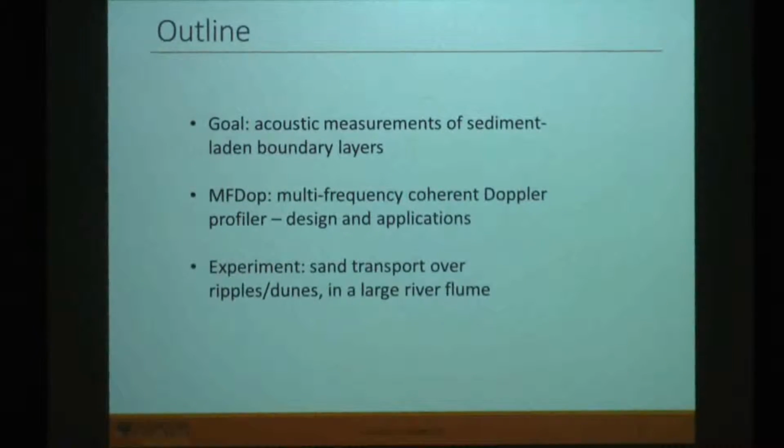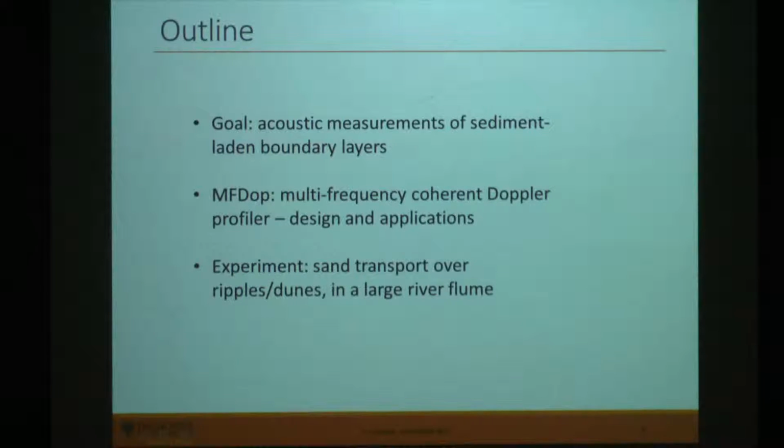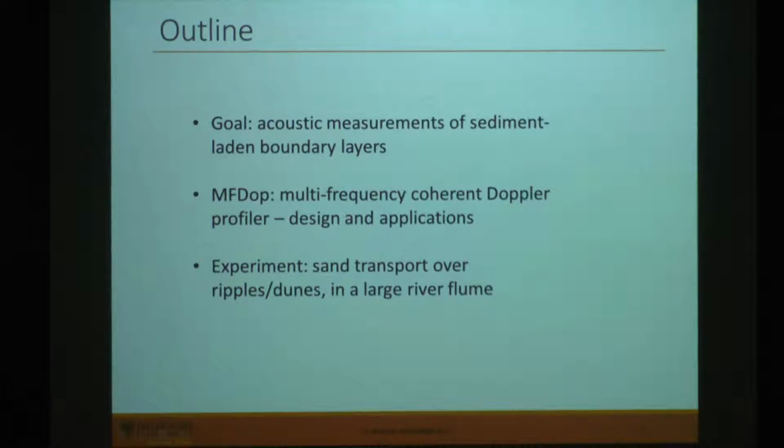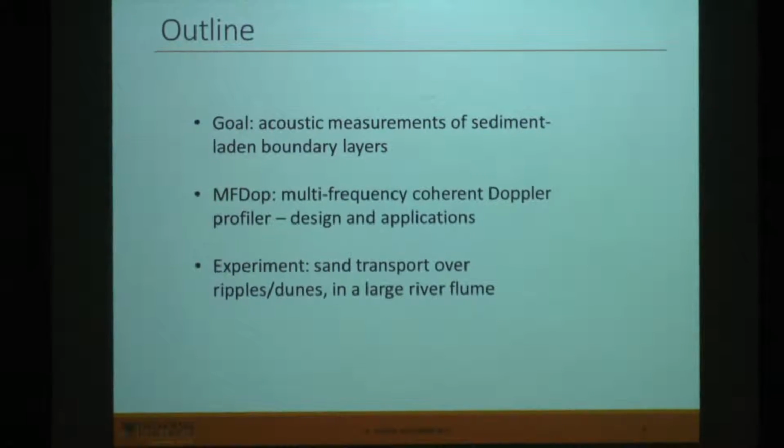The basic goal of this work is to apply acoustic methods to measure small scales of sediment transport. So we're looking at boundary layer flow and mobilization of sediment in the boundary layer. And to do that, our group has developed an instrument called the MF-DOP, which is a multi-frequency coherent Doppler profiler. So I'm going to talk about the design and how the MF-DOP makes measurements, and then I'll move to some results from an experiment we did earlier this year where we looked at applying this instrument to a river flume environment, looking at sand in the boundary layer.